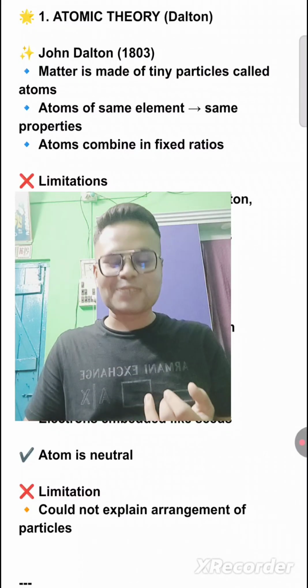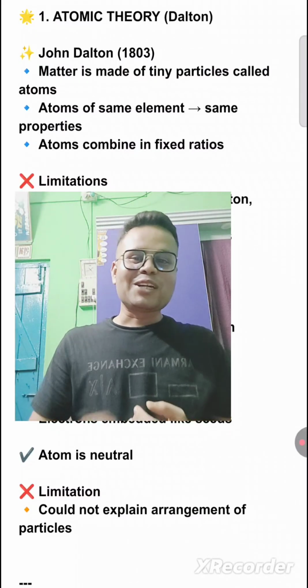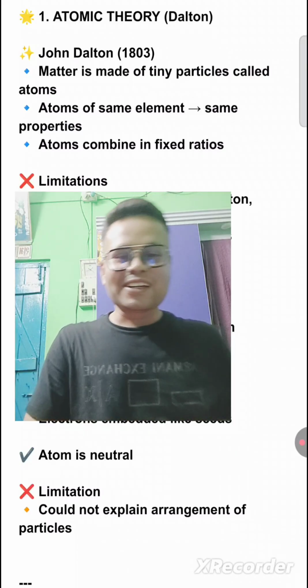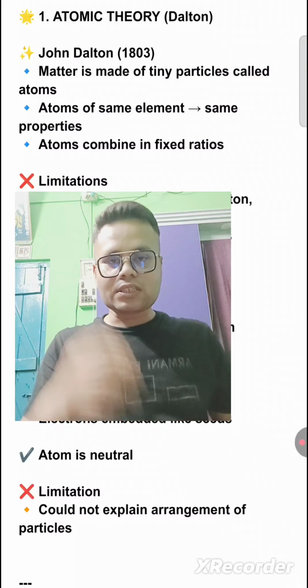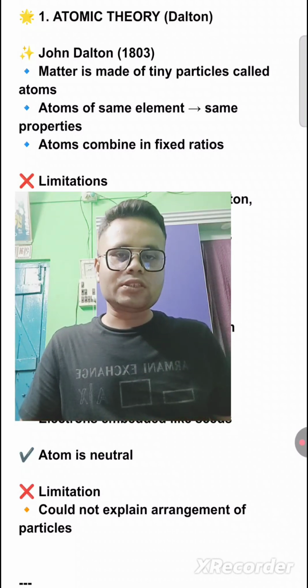The atomic theory is given by Dalton. Atomic theory was given by Dalton in 1803. Okay, the timing is 1803. What are the postulates of John Dalton?